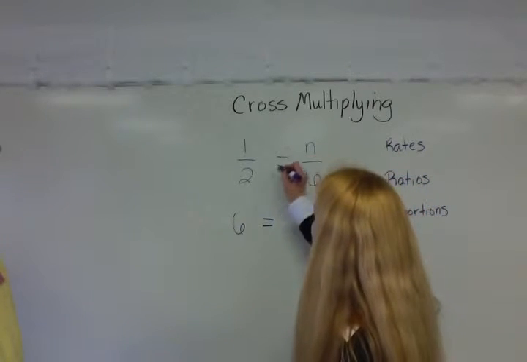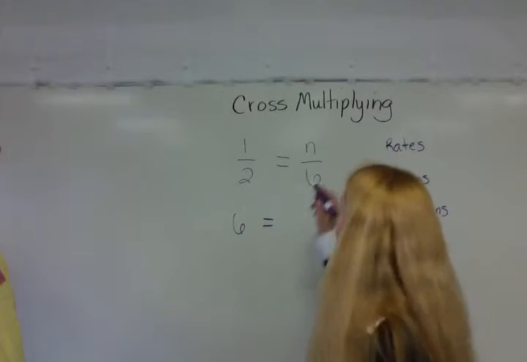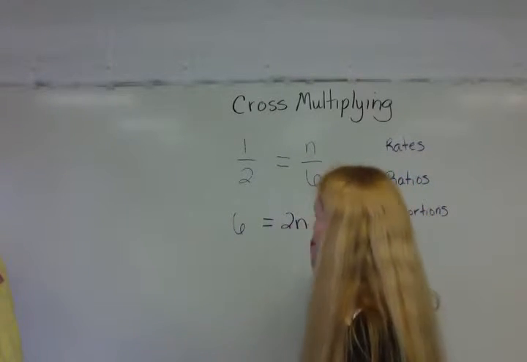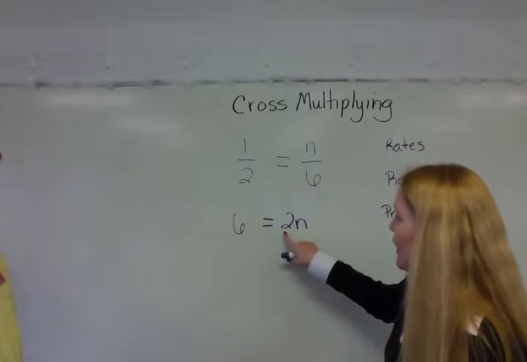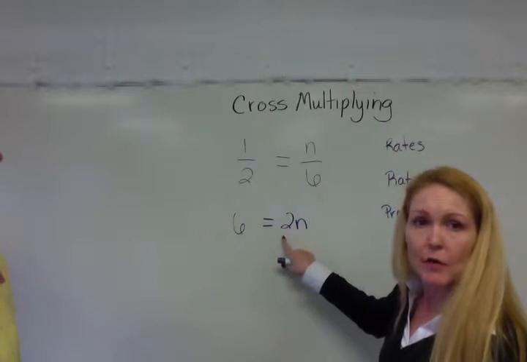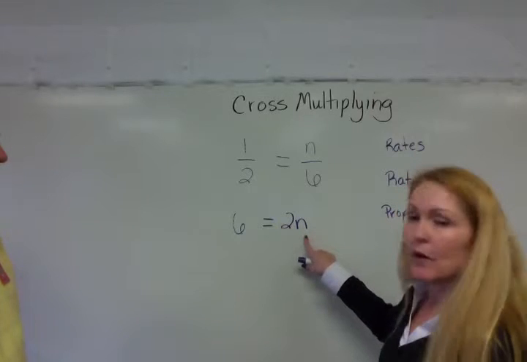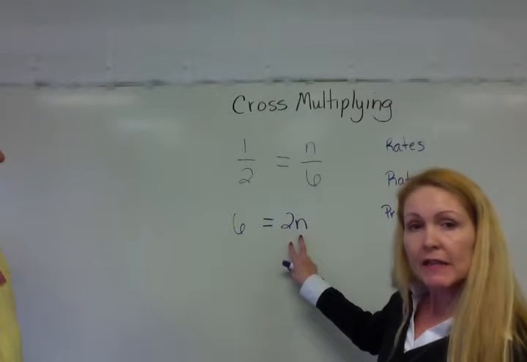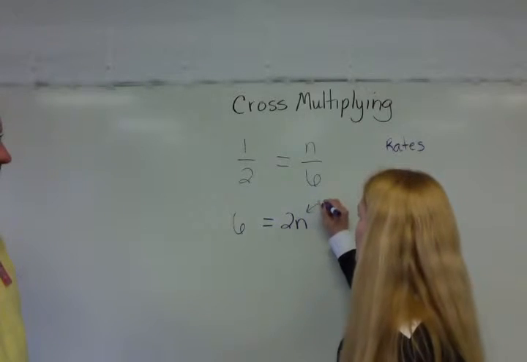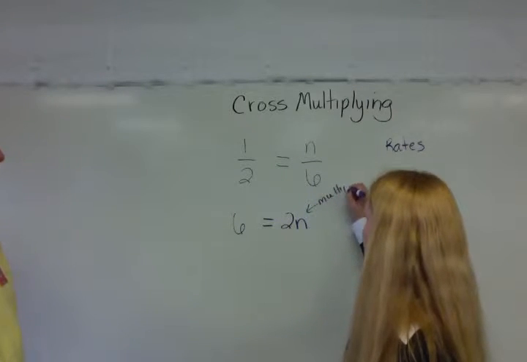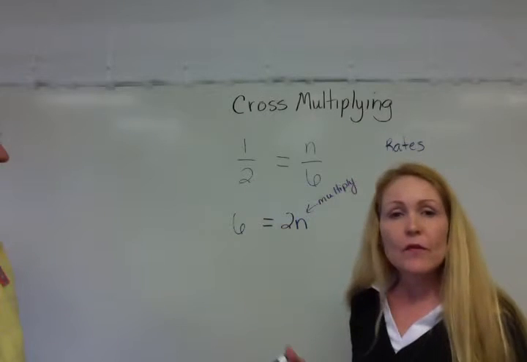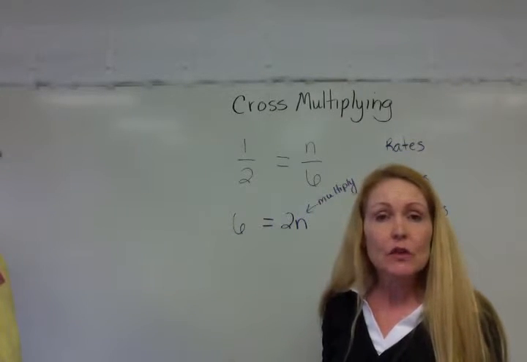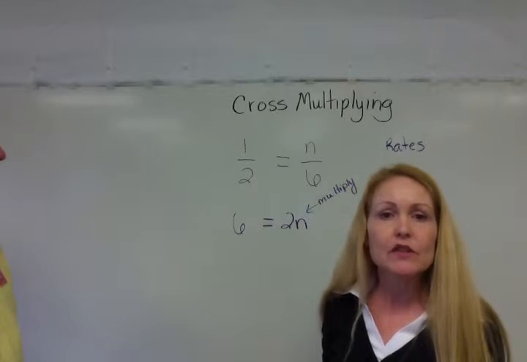And we're going to multiply 2 times n. 2 times n gives us 2n. We now have a coefficient, which is this number in front of the variable, and a variable. When you see a coefficient and a variable side by side, it means to multiply those two things. So, if I want to get that n by itself, then I'm going to have to do the opposite. I'm going to have to divide.